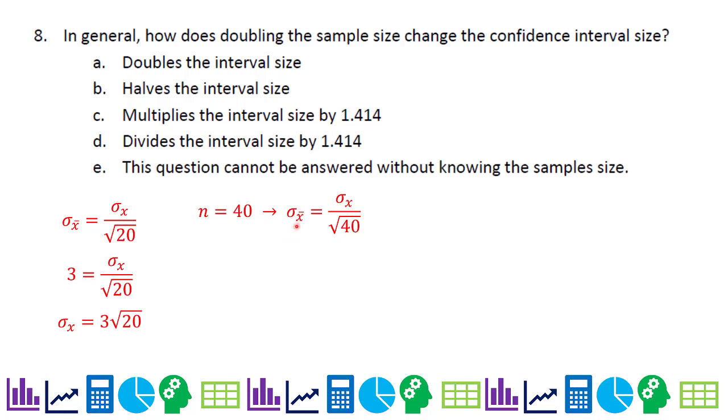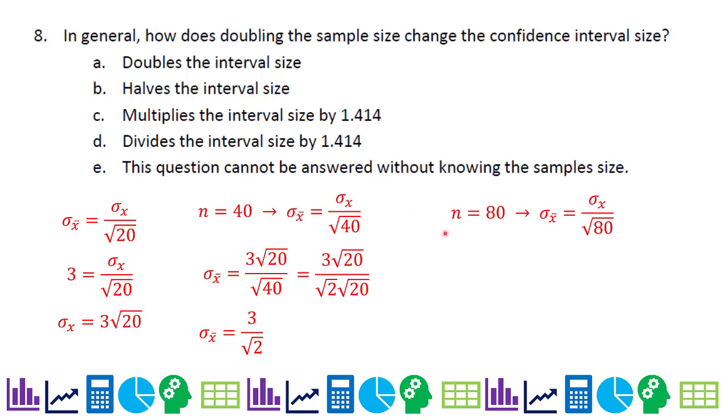So this is looking the same, but it's my new one, all right? So now I know the population standard deviation is 3 times square root of 20. If I put that over and simplify, rationalizing, this is some ugly math, I know. Square root of 2 times square root of 20 is square root of 40, all right? And then I get sigma of x bar equals 3 over square root of 2 when I have a sample size of 40. So, and if I double again, let's go ahead and look at what happens now.